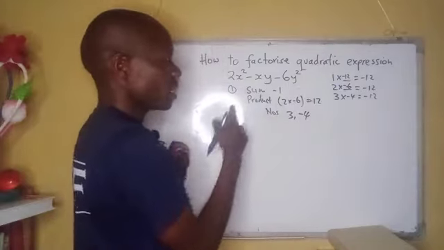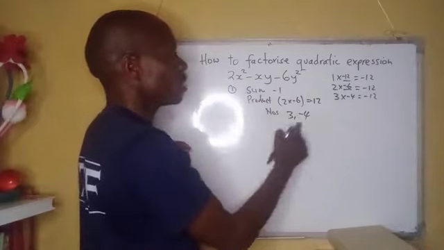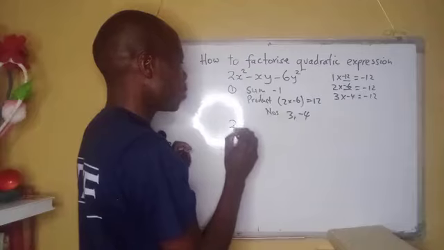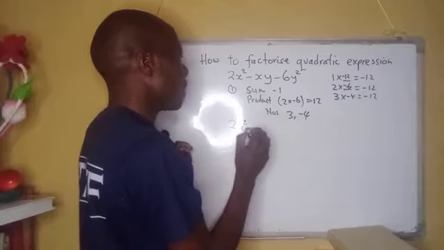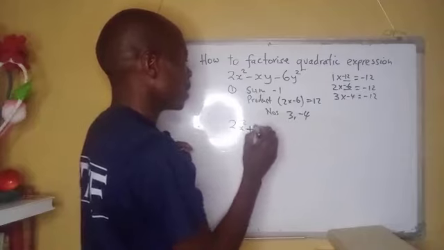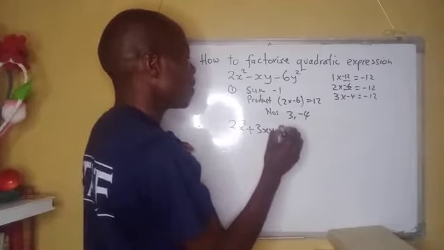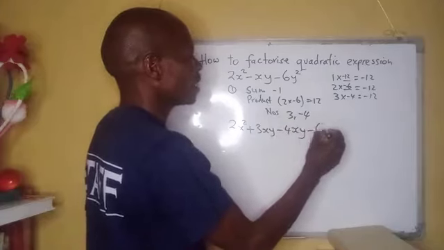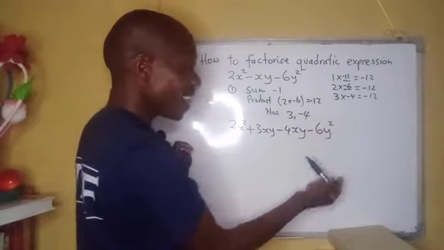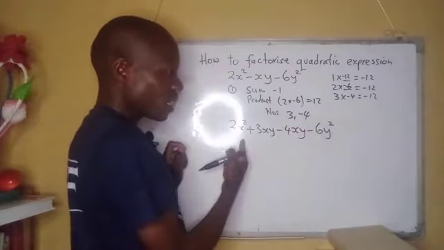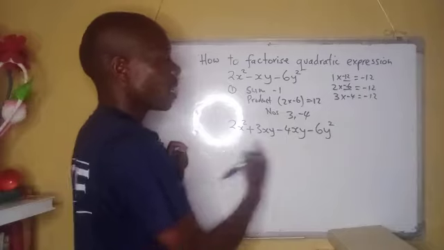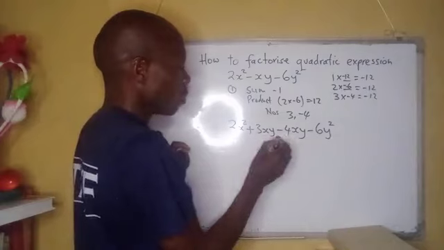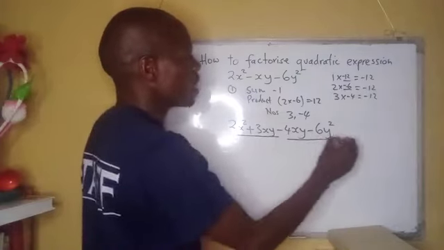So you rewrite this statement by including these. You are breaking the middle term, the b. So you can say this is 2x squared plus 3xy minus 4xy minus 6y squared. Right. You have rewritten this expression into four terms: 1, 2, 3, 4. Then you do what you call factorization by grouping.